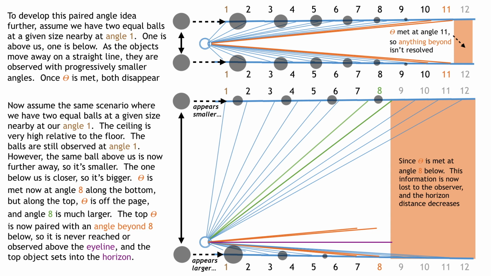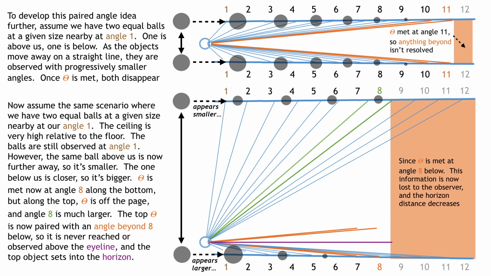Now assume the same scenario where we have two equal balls at a given size nearby at our angle 1. The ceiling is very high now relative to the floor. The ceiling is higher up. I'm now very low down, closer to the floor. The balls are still observed at angle 1 again. But the small ball is now further away, so it's smaller, right? So the one above us on the ceiling is further away because the ceiling is higher, so it's smaller. The one below us is a little closer to us, so it's bigger.